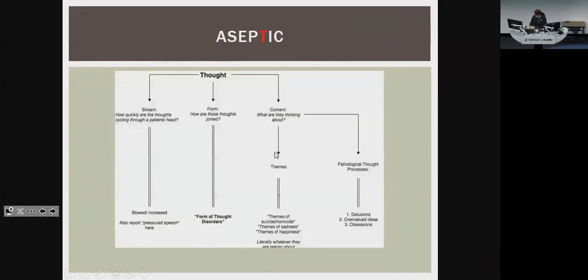What is the theme of what they're talking about? And finally, are there any pathological thought processes? So the theme can be anything. It's basically whatever the topic of the conversation focused on. We said before about their family. So the patient talked about themes of their family and how much they missed their family. It can be anything, it doesn't matter. But the pathological thought processes that we want to talk about are delusions, overvalued ideas, and obsessions, yeah?